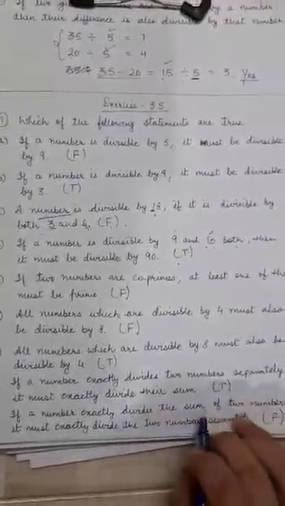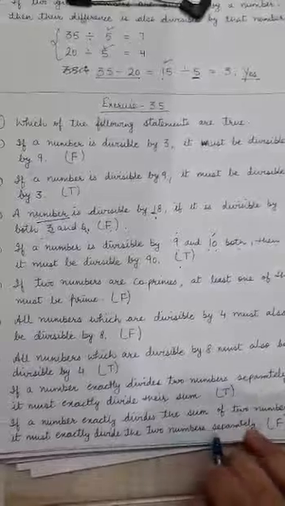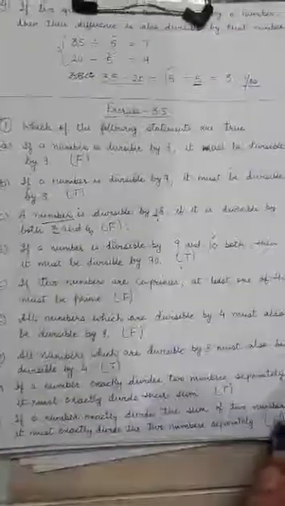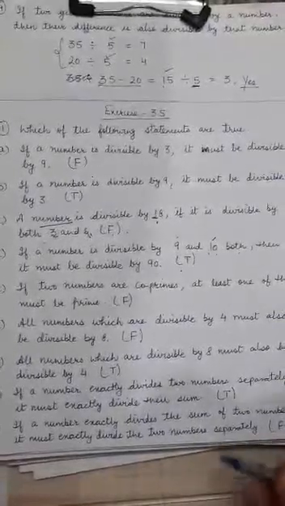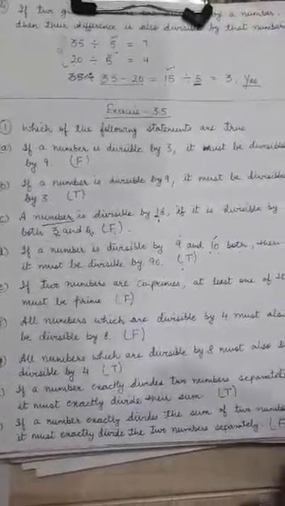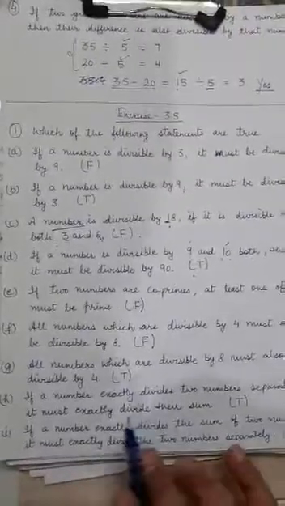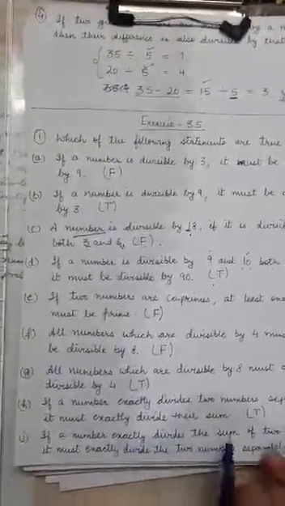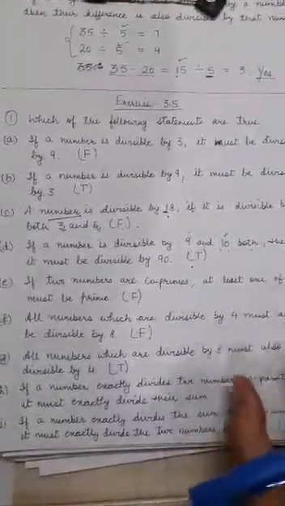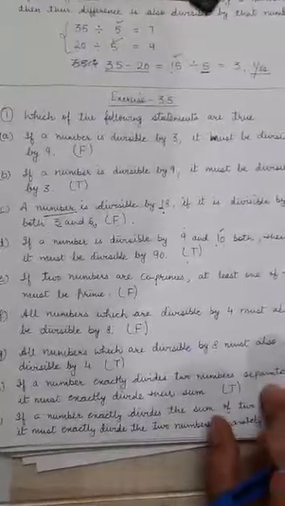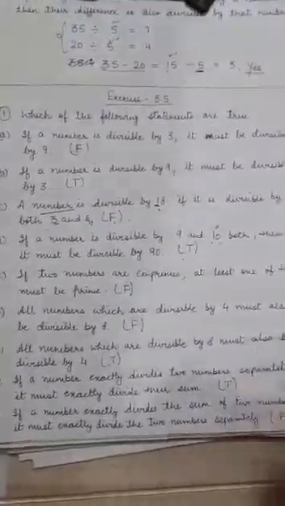If a number exactly divides the sum of two numbers, it must exactly divide the two numbers separately. This is false. This is not a rule. The rule is that if a number divides two numbers separately, then it can also divide their sum. This one is the reverse, my child. If a number exactly divides the sum of two numbers, then it will also divide the numbers separately. This is false.